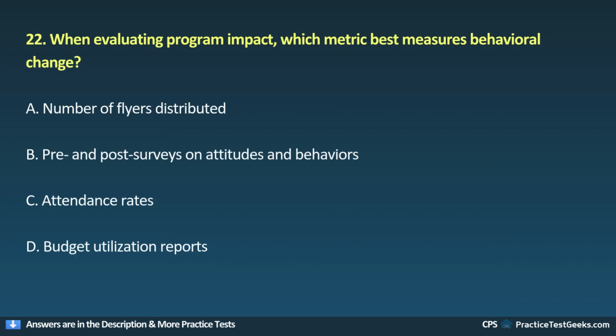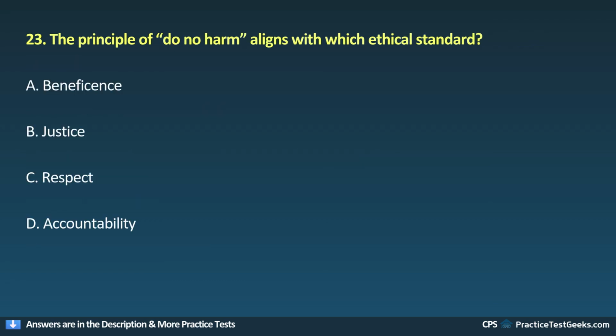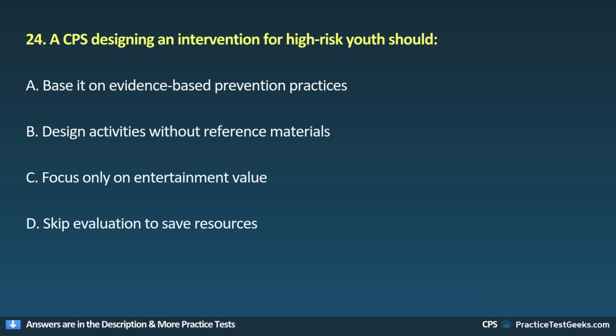22. When evaluating program impact, which metric best measures behavioral change? A. Number of flyers distributed. B. Pre- and post-surveys on attitudes and behaviors. C. Attendance rates. D. Budget utilization reports. 23. The principle of do no harm aligns with which ethical standard? A. Beneficence. B. Justice. C. Confidentiality. D. Accountability.